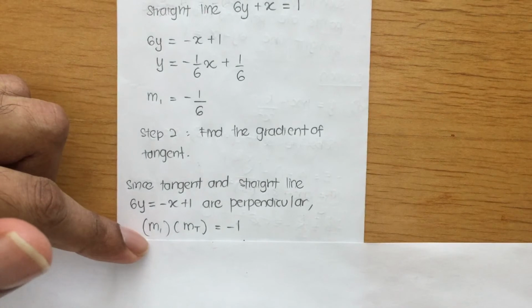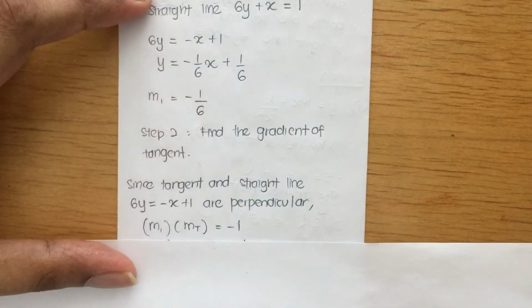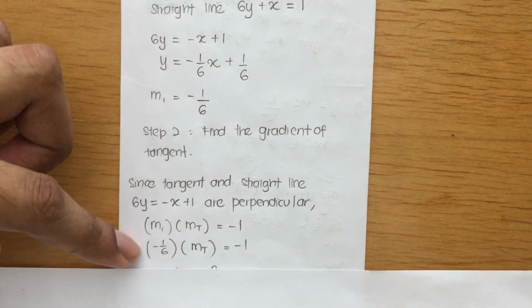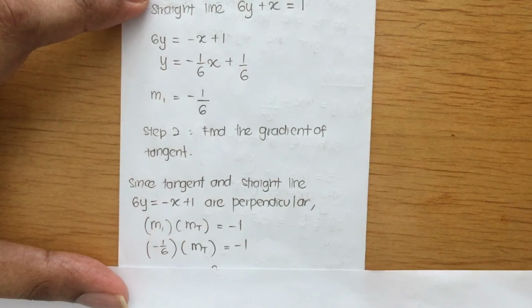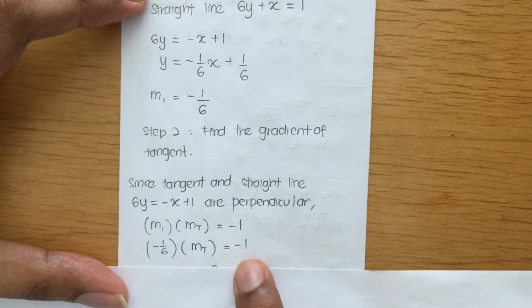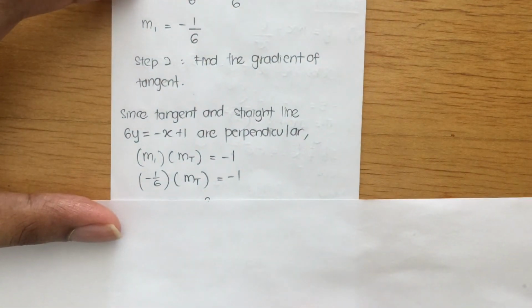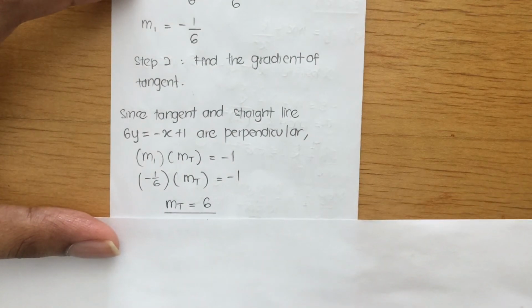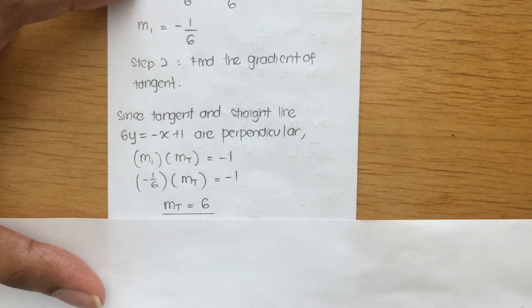The gradient of the straight line we've already got, which is negative 1 over 6. So you substitute in: negative 1 over 6 times the gradient of the tangent equals negative 1. To find the gradient of the tangent, we divide negative 1 by negative 1 over 6. From here, you get the gradient of the tangent equals 6. Okay, we've got our second step. Let us proceed to the third step.